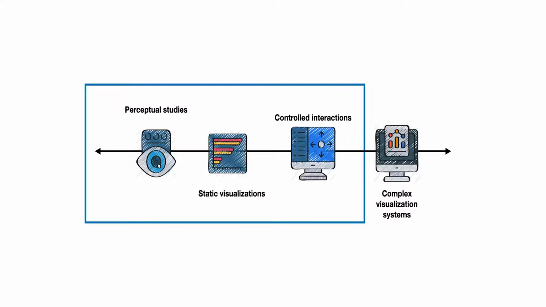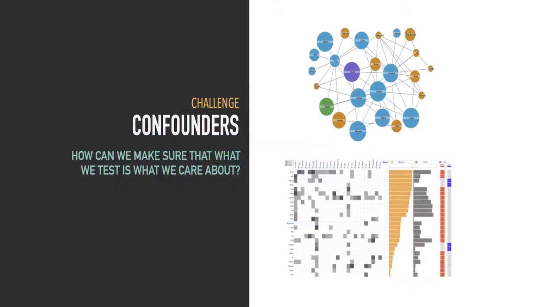The first and perhaps biggest challenge is how can we make sure that what we're testing is what we care about? When a participant does poorly on a task, was it because we didn't select the right colors? Or because we didn't use optimum encoding for the task? Or is it because the technique inherently does not support that task?